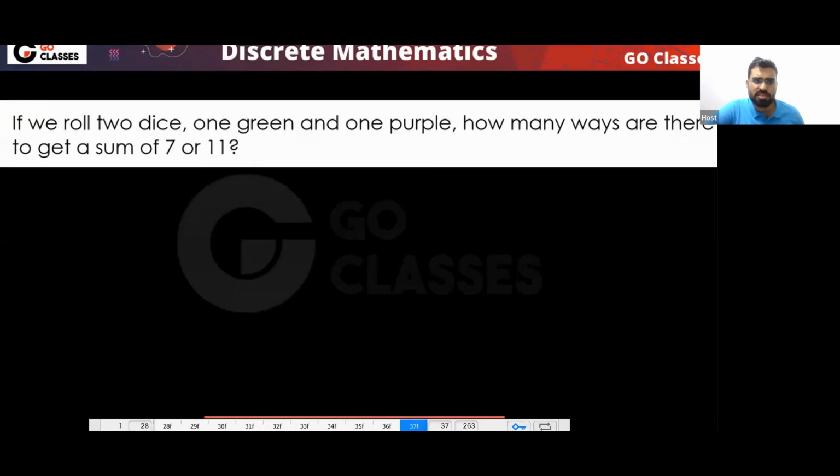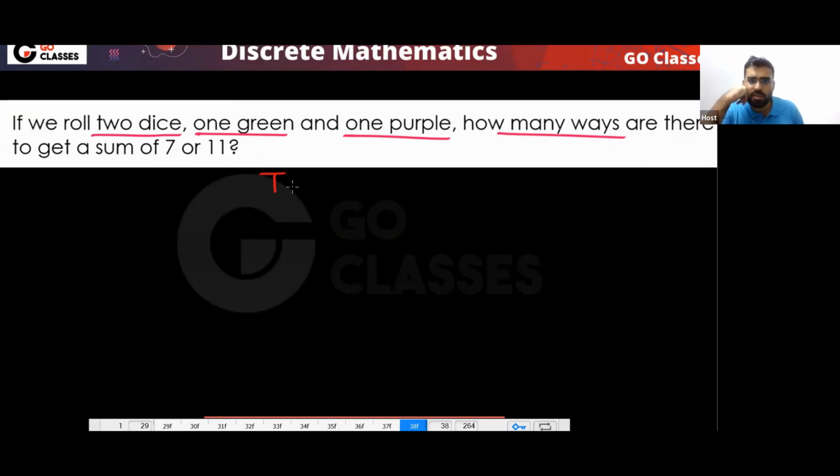Let's see this question. What is the answer? We have two dice. One is green, one is purple. So they are different dice, right? Because one is green, one is purple. How many ways are there to get a sum of 7 or 11?